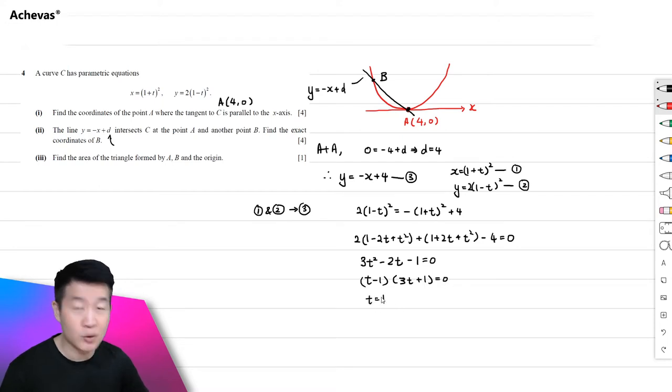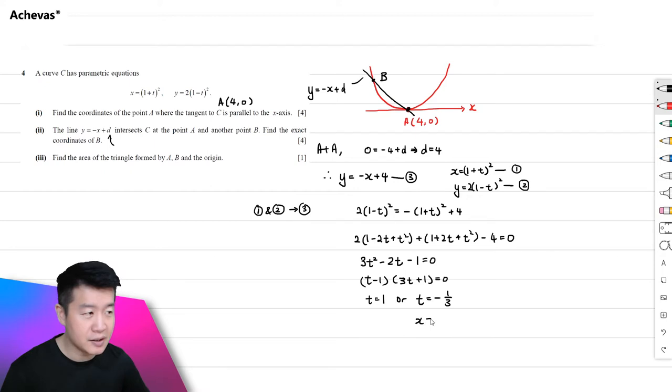This tells me that t is equal to 1, which is expected because that is where A happened when t is equal to 1. Or t is equal to minus 1 over 3. So we will be making use of t is equal to minus 1 over 3 because this is where the point B will be. So for the point B, I know t. So I can substitute this t back into equation number 1 and equation number 2 to solve for x and y.